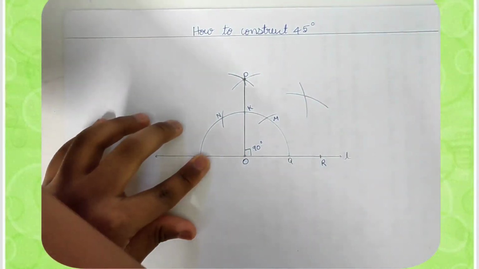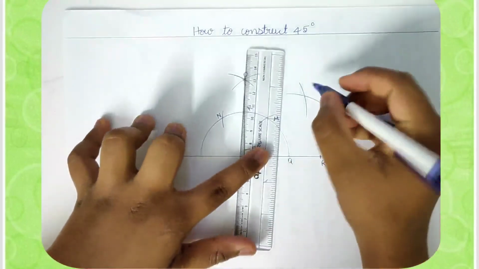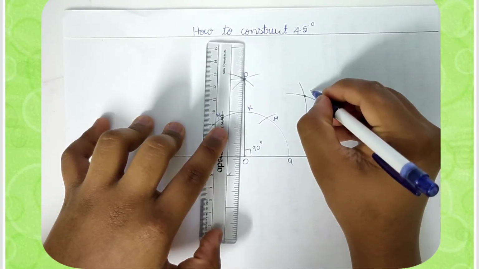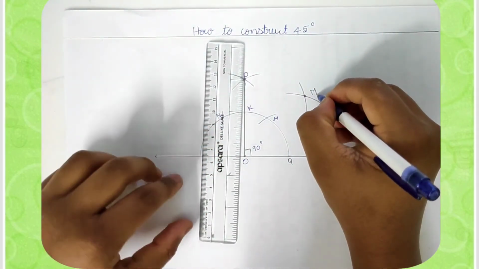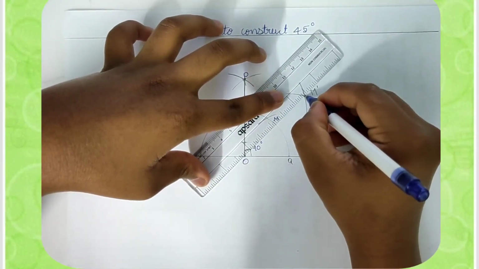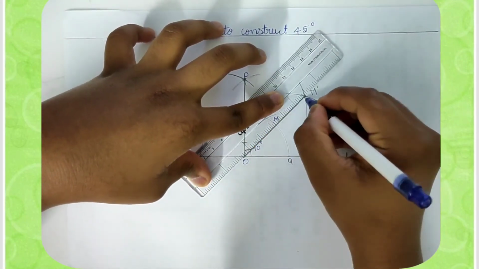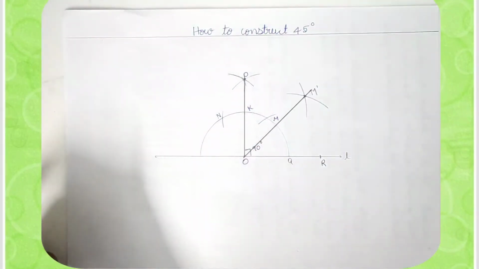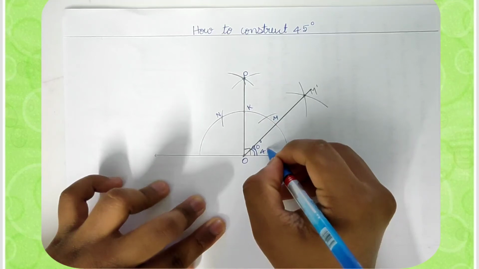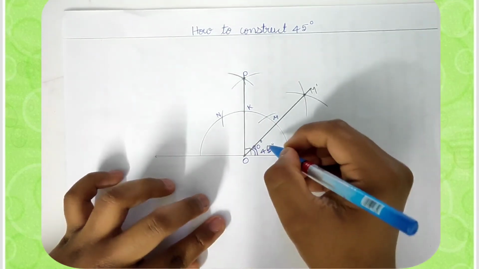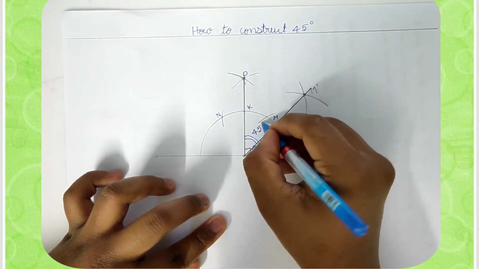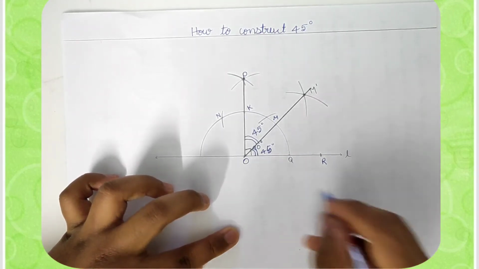I showed you how to construct 90 degree. So we get new point, let us name it as M1. So from O and M1, draw a line. So we get OM1 as ray. So each is equal to 45 degree. So we get two equal angles, each 45 degree.